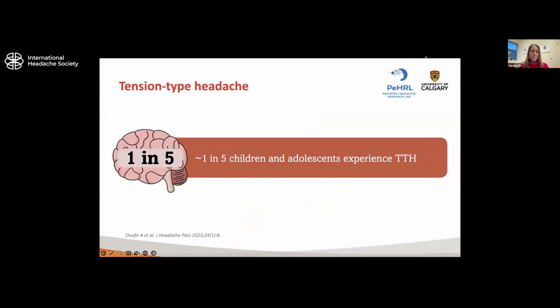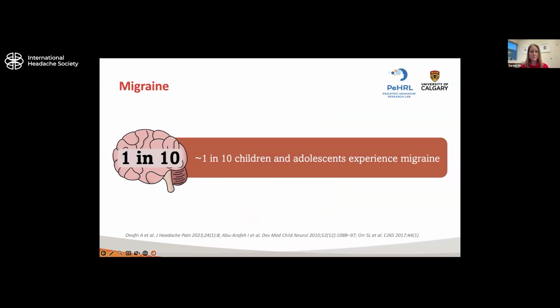So tension type headache, if you look at population-based studies, is likely the most common primary headache disorder. We seem to have better epidemiological estimates of migraine, probably because as the people that study this, we find this more interesting because this is what comes to practice. So the estimates aren't as precise for tension type headache, but it's probably at least 1 in 5 youth who will experience tension type headache, so quite common.